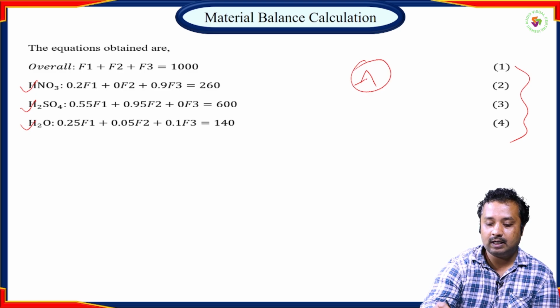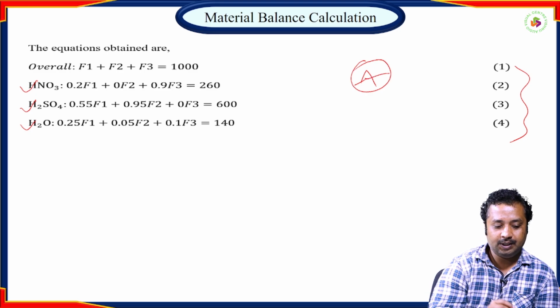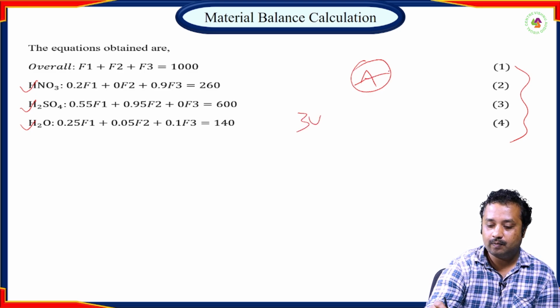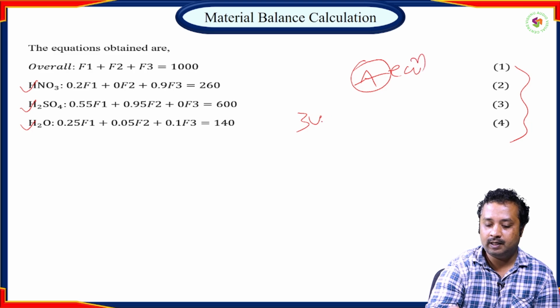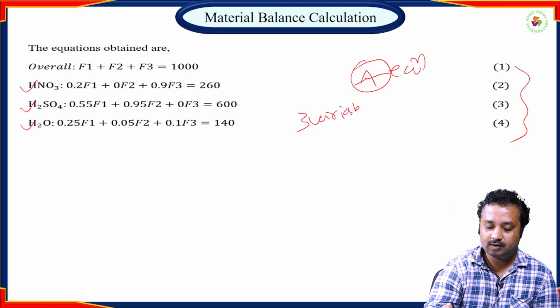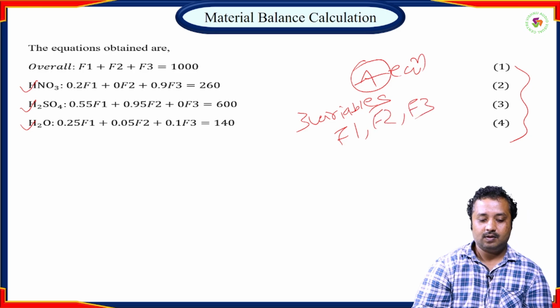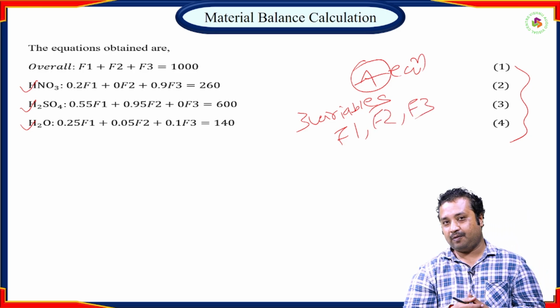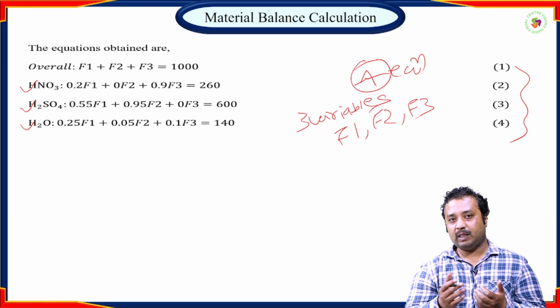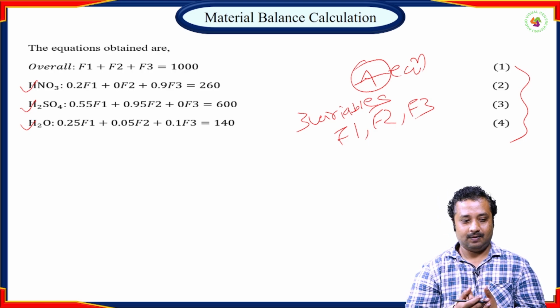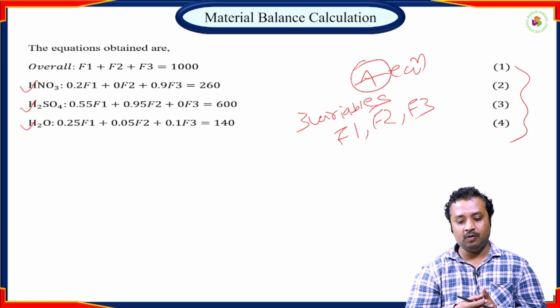In these 4 equations, how many variables do we have? As you can see, we have 3 variables. 4 equations, 3 variables. What are the variables? The variables are F1, F2, F3. That is what we have to calculate. What is F1, F2, F3? The amounts of materials entering. That is our objective to calculate.